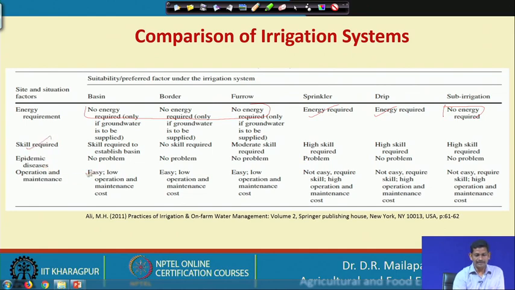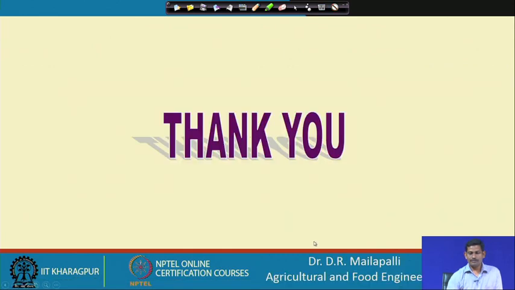And the skilled labor case: skill is required to establish a basin, okay, and no skill is required for border, and moderate skill, whereas high skill is required for the other irrigations. And operational maintenance, this is easy, whereas the others are not easy. So, go through these differences, very comprehensive and very useful. Okay, so this is all about the description of the irrigation systems.